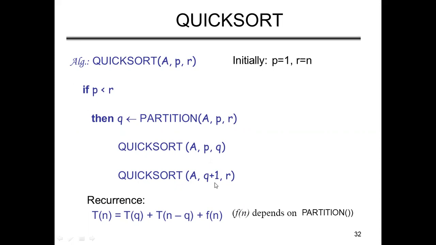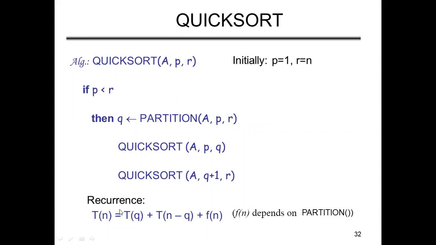That means the remaining part starts from Q+1 and the upper bound is R. So Q+1 to R is a subarray on which we apply quicksort. What we are doing here is recursively applying quicksort on the two subarrays after partitioning.